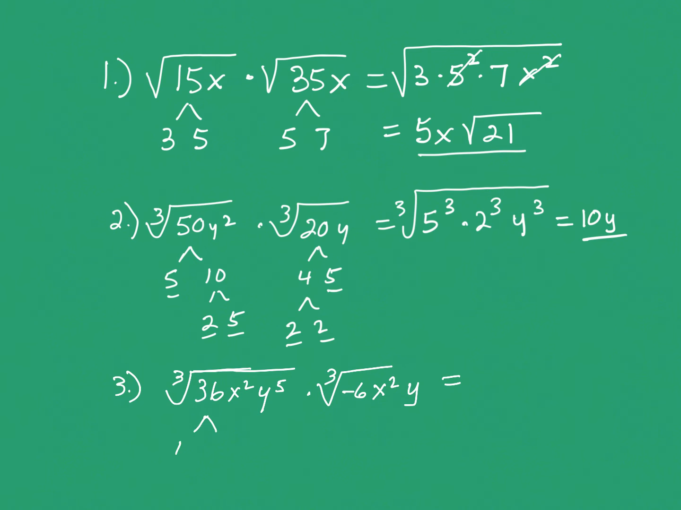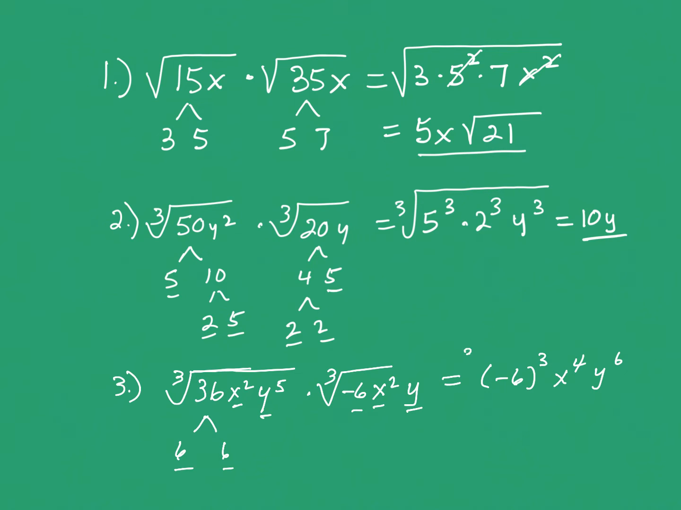36 is 6 times 6. So we have 6 times 6 times 6. It's going to be negative 6 to the third power. X squared times x squared is x to the fourth. Y to the fifth times y is y to the sixth.